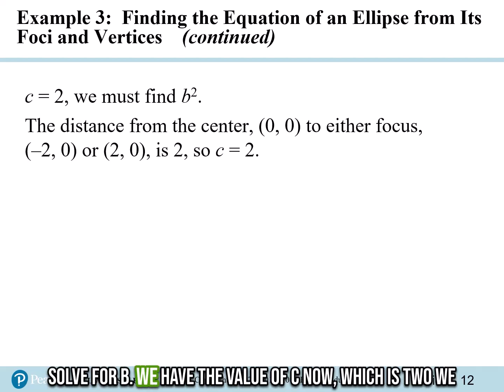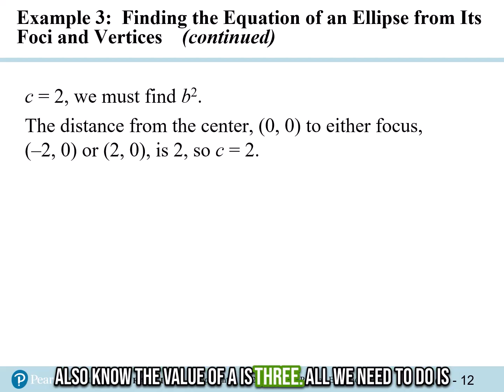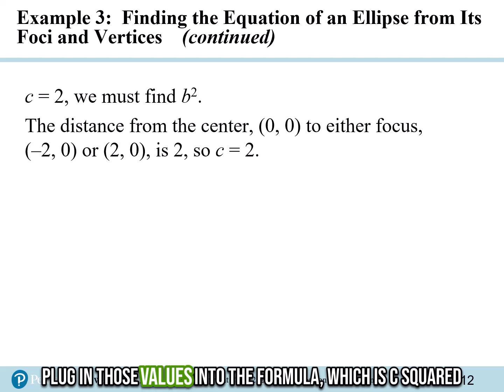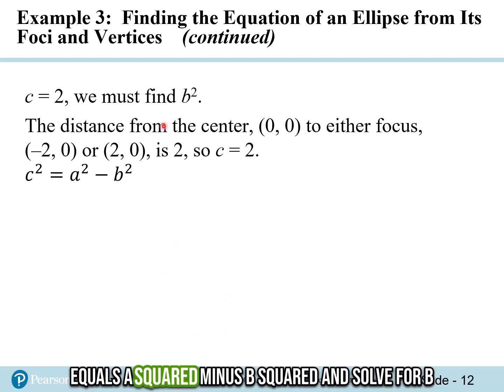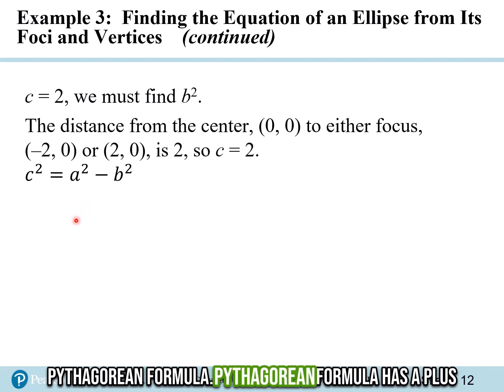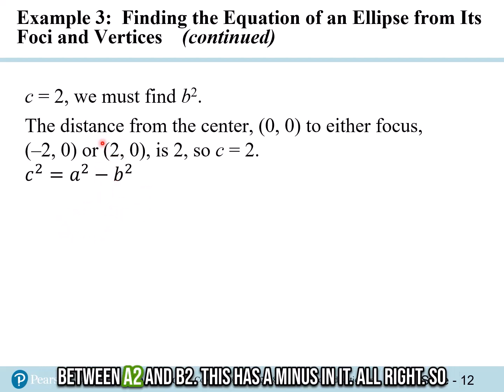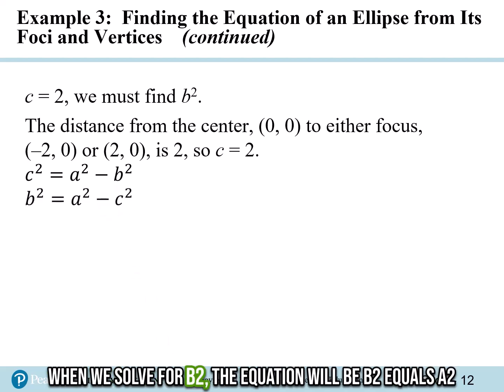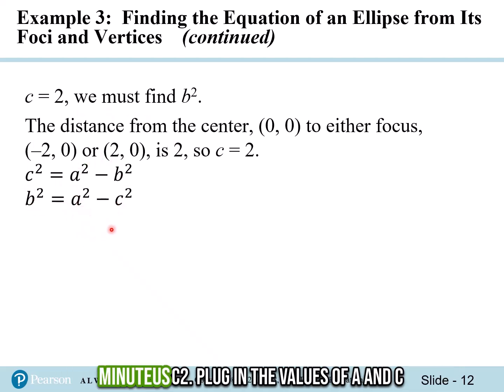to solve for b. We have the value of c now, which is 2. We also know the value of a is 3. All we need to do is plug in those values into the formula, which is c squared equals a squared minus b squared, and solve for b squared. Again, to remind you, this is different from the Pythagorean formula. Pythagorean formula has a plus between a squared and b squared. This has a minus in it. All right. So when we solve for b squared, the equation will be b squared equals a squared minus c squared. Plug in the values of a and c.